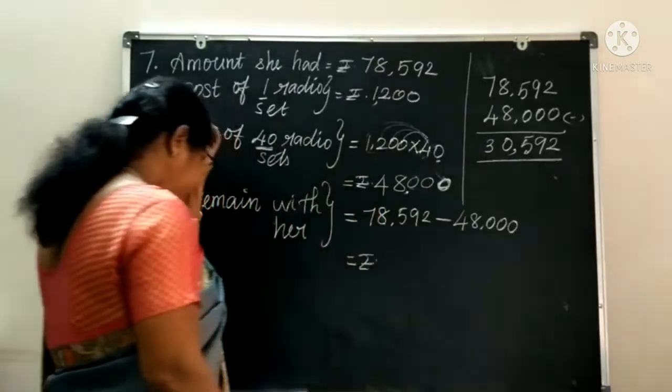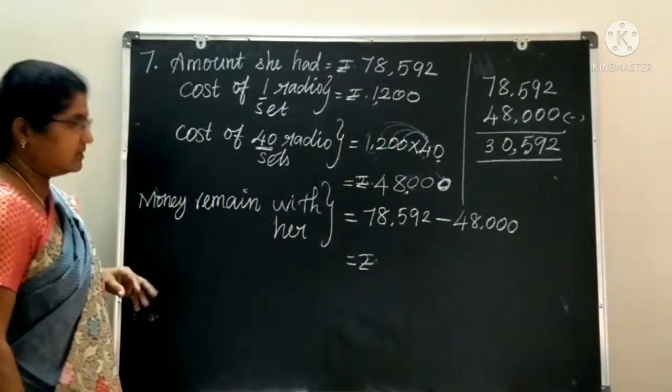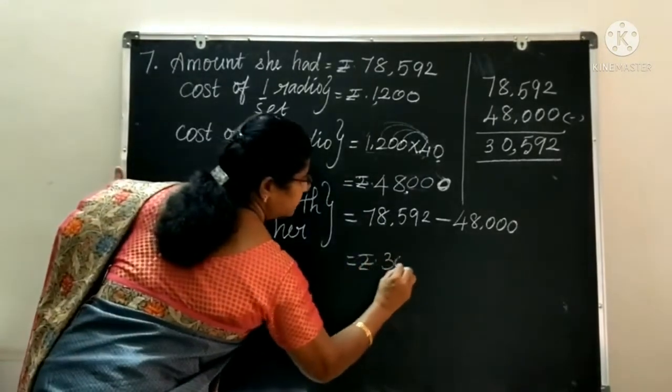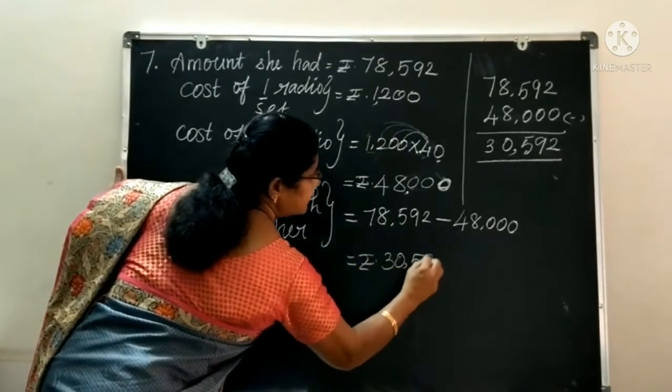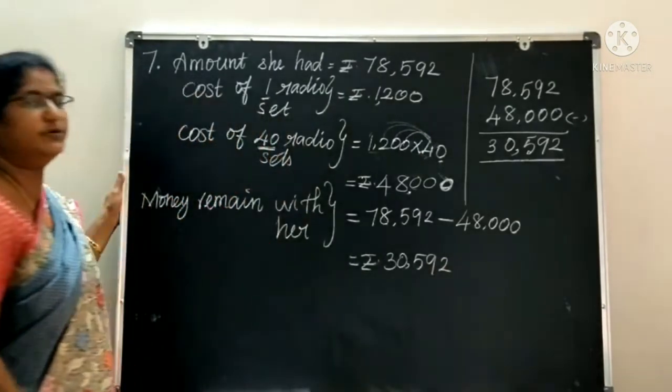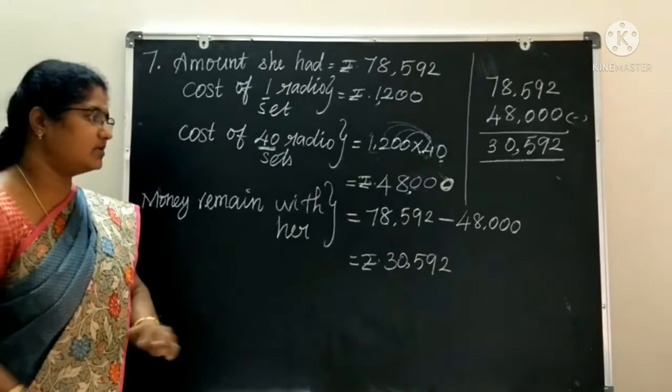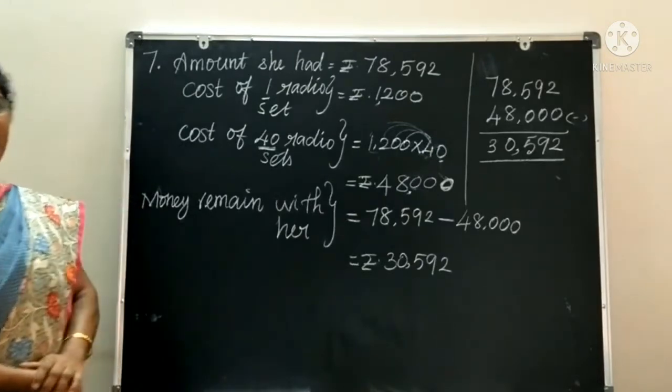So, 30,592. The rupees 30,592 is remain with her. Okay, rupees 30,592 is remain with her.